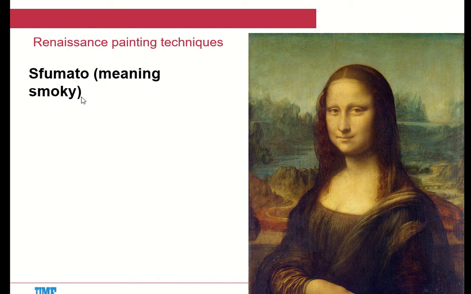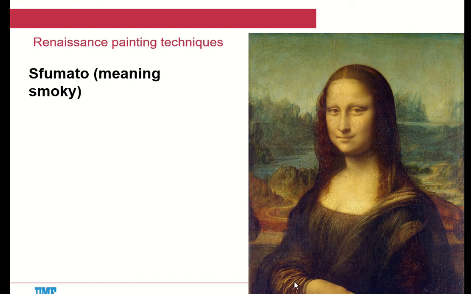Basically, sfumato was adding shading to a painting just to make it more realistic. The Mona Lisa was very famous for its use of sfumato. Particularly here, if you look underneath her chin, that's incredible detail. That again looks like a photograph, but it's obviously a painting, and that's where shading has been used to really show the detail between her neck and her chin.